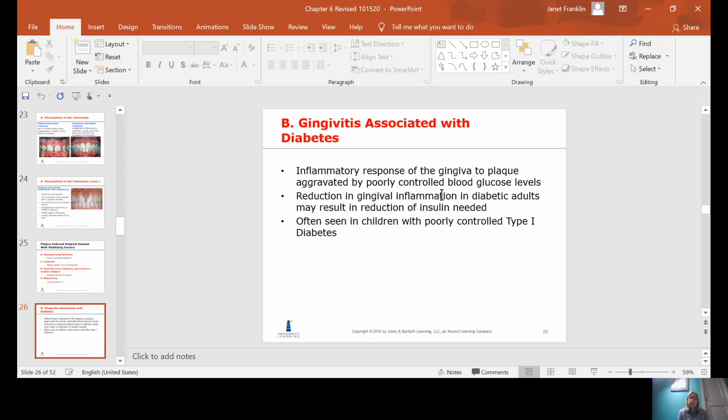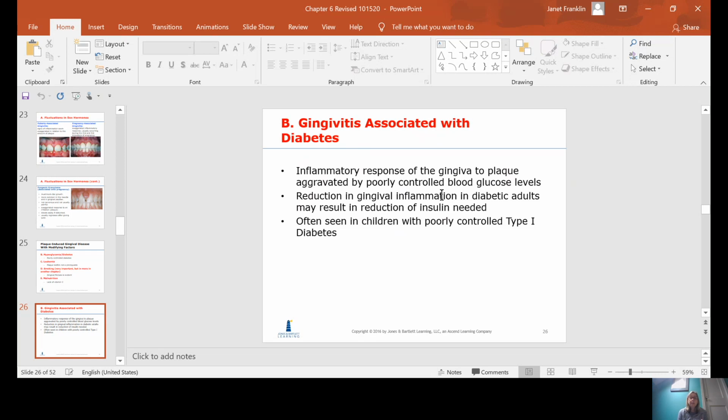Gingivitis associated with diabetes is an inflammatory response of the gingiva to plaque aggravated by poorly controlled blood glucose levels. So sugar in the bloodstream, your body has an exaggerated inflammatory response to plaque. Reduction in gingival inflammation in diabetic adults may result in a reduction of insulin needed, and is often seen in children with poorly controlled type 1 diabetes.